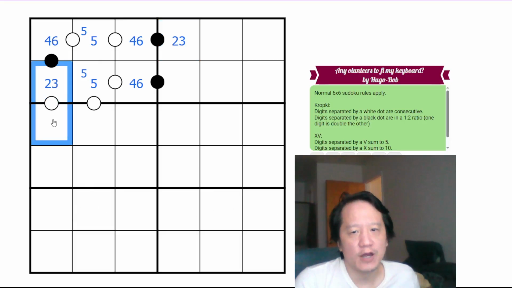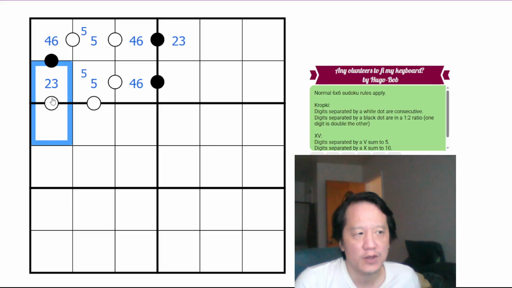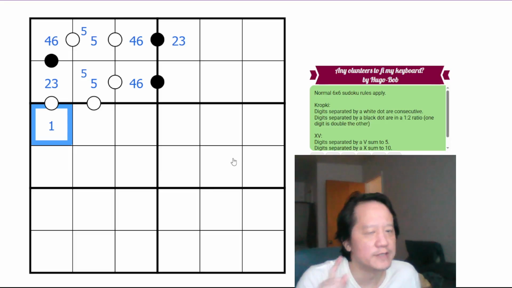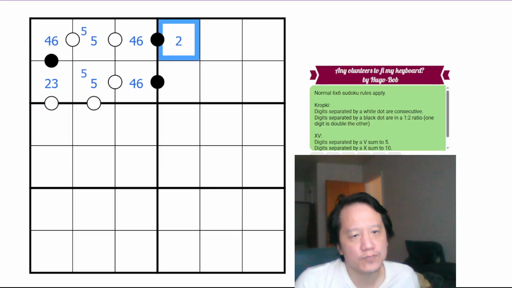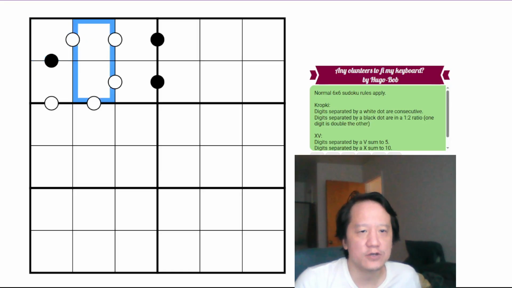But again, we have no V's in this puzzle, so this can't be 2, 3 adding up with 2, 3 to add up to 5. So if this were 2, it would have to be 1 here. If this were 3, it would have to be... Oh, that's interesting. Okay. Let's continue. Let's go down.